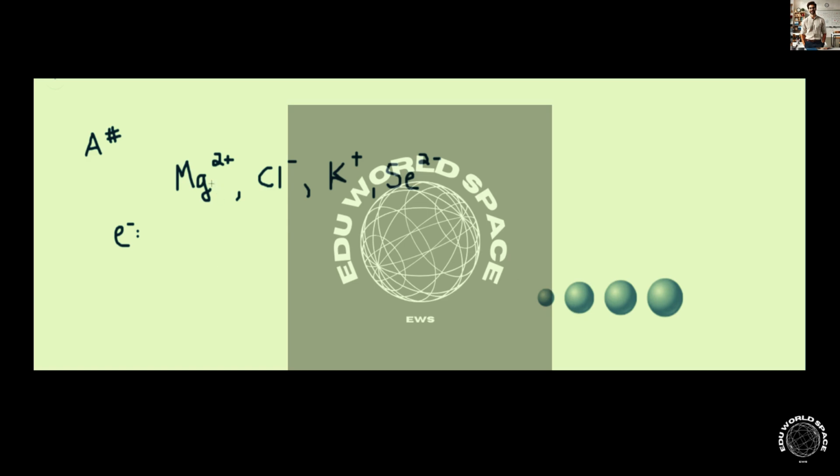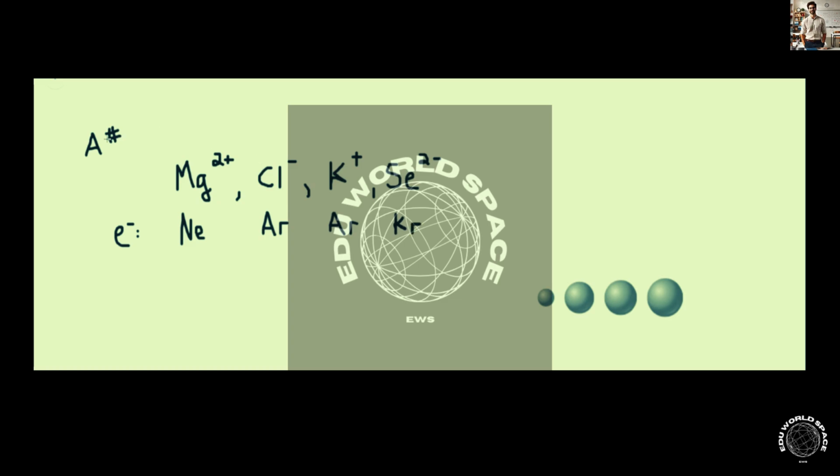So the first thing I'm going to do is look at what the electron configuration of these ions is in terms of what noble gas they represent. For example, with magnesium, if you remove 2 electrons, you would have the same number of electrons as the noble gas neon. In chlorine, if you gained an electron, you would have the same number of electrons as argon. Potassium, if you lose an electron, you would also have the same number of electrons as argon. And selenium, if you gain 2 electrons, you would have the same number of electrons as krypton.